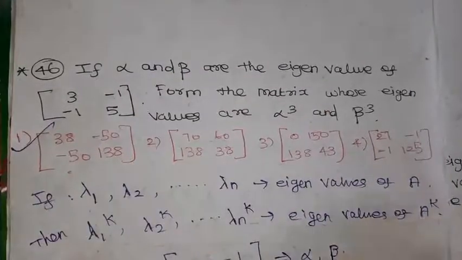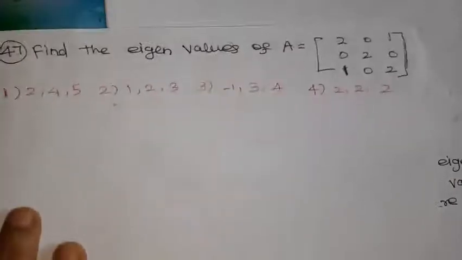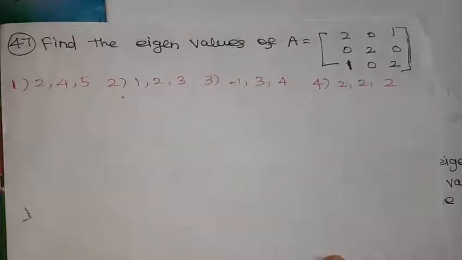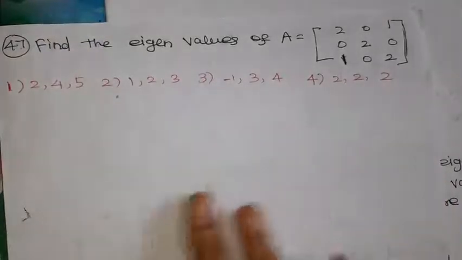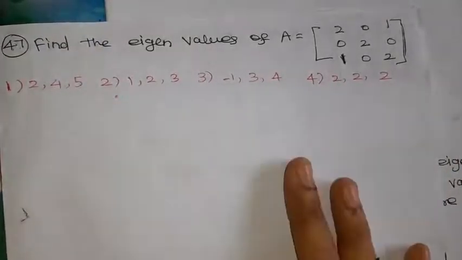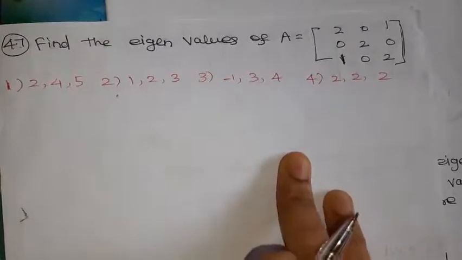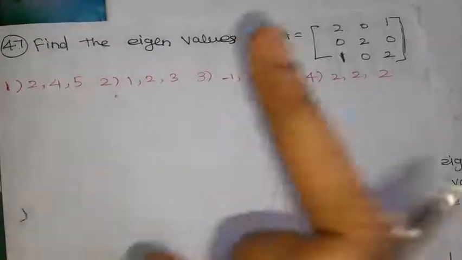So from the property we can find out the eigenvalues of the given matrix. One matrix is given. We should solve using the properties before going into the standard procedure. So what is the first property?